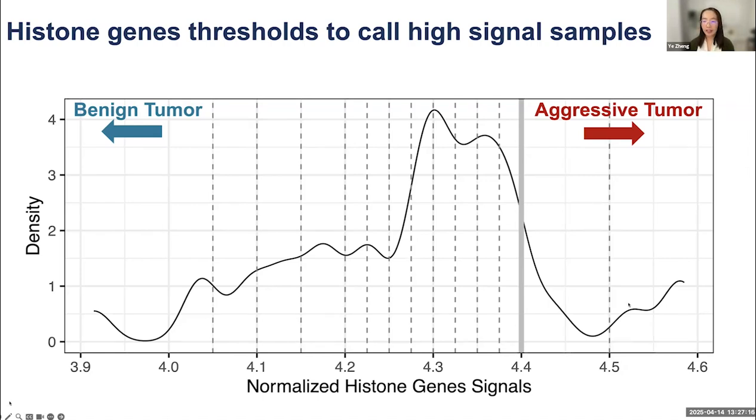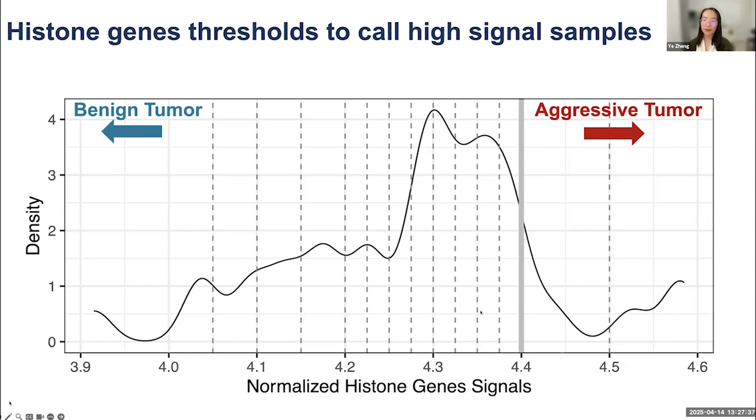So in other words, if the patient has more histone gene signal, it tends to be associated with a more aggressive tumor, while a patient with relatively lower histone genes tends to be associated with a more benign tumor. That order should matter more than just proposing a universally applicable threshold.